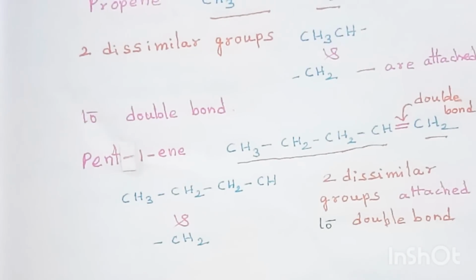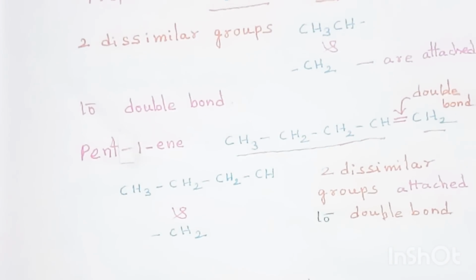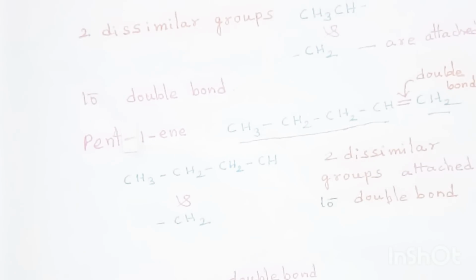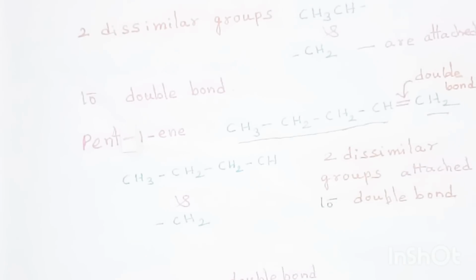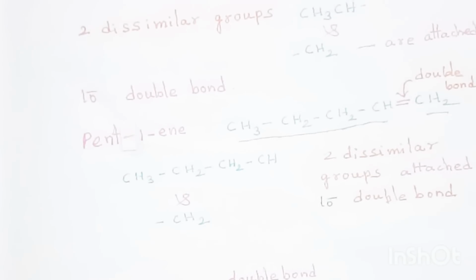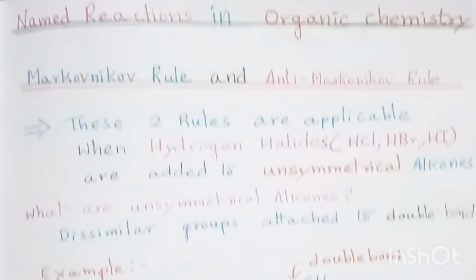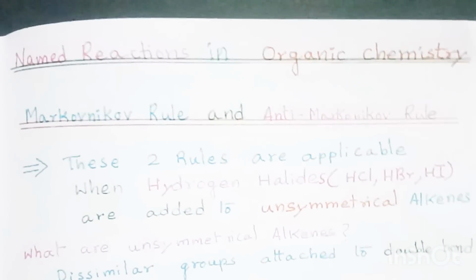Another one is pent-2-ene. So pent-2-ene is CH3, CH2, CH double bond CH, CH3. This is one group, that is CH3, CH2, CH on this side of the double bond, CH, CH3 on that side of the double bond. These are the two dissimilar groups attached to the double bond. So this is also an unsymmetrical alkene. Now let's see what are symmetrical alkenes.